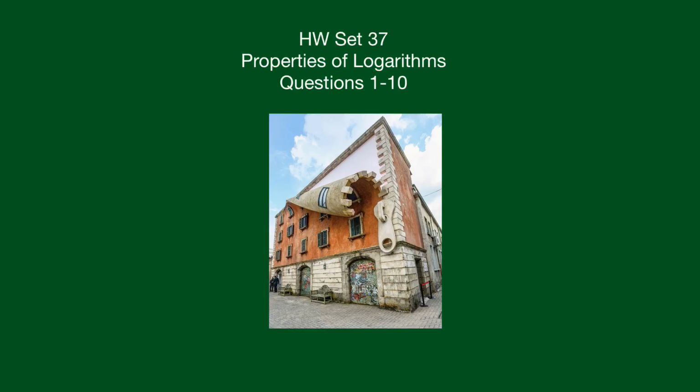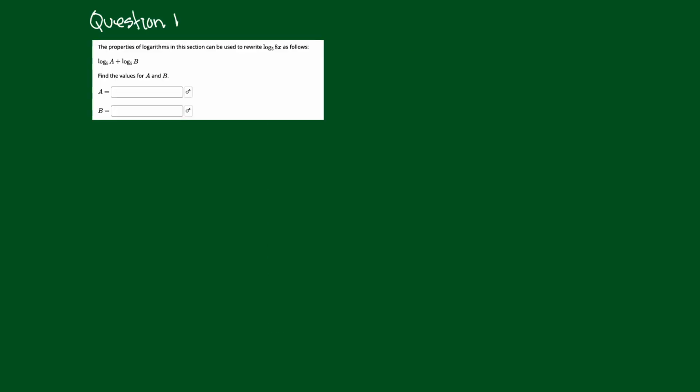This is homework set 37 on properties of logarithms. Question 1, what we're going to do is take this log base 5 of 8x. I'm going to write that down: log base 5 of 8x. And then we're going to use the properties of logarithms to find the values of a and b.